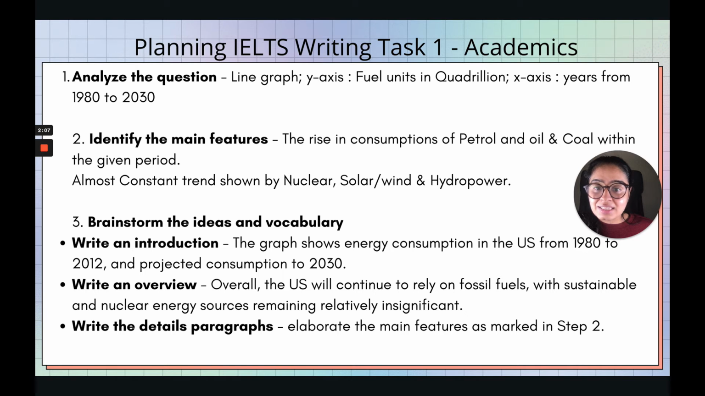And here it says, the graph shows energy consumption in the US from 1980 to 2012 and projected consumption to 2030. For an overview paragraph, it says, overall, the US will continue to rely on fossil fuels with sustainable and nuclear energy sources remaining relatively insignificant.